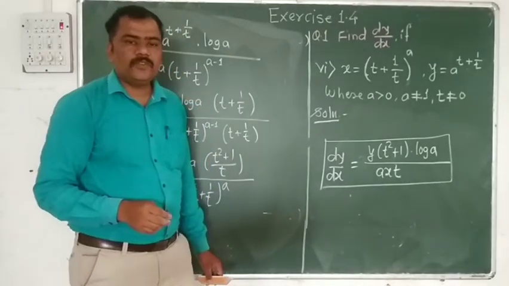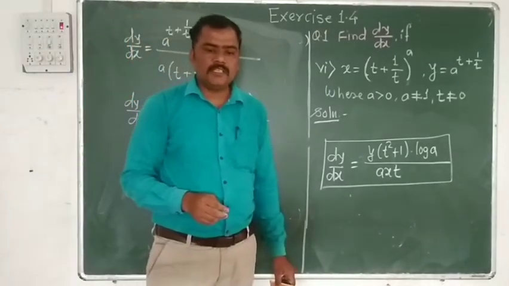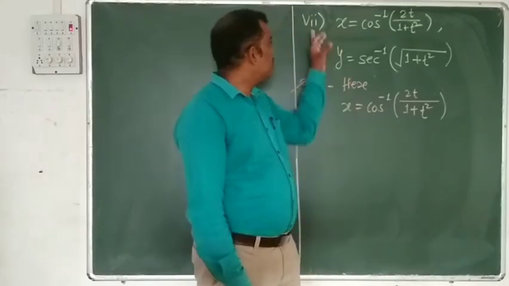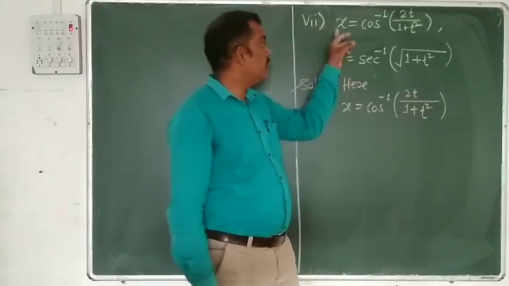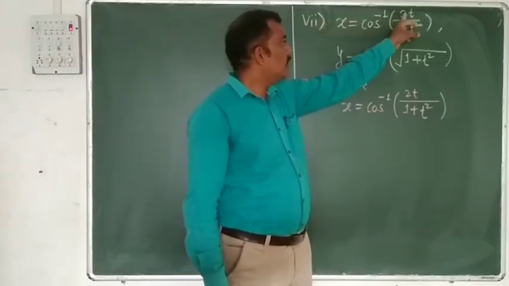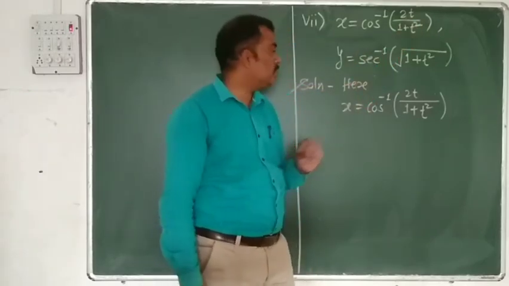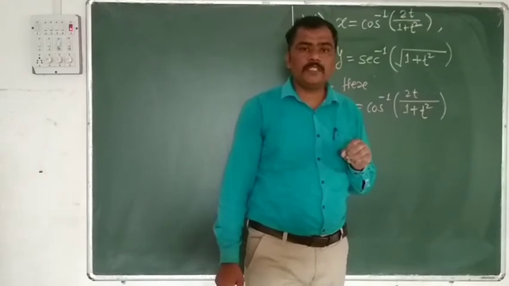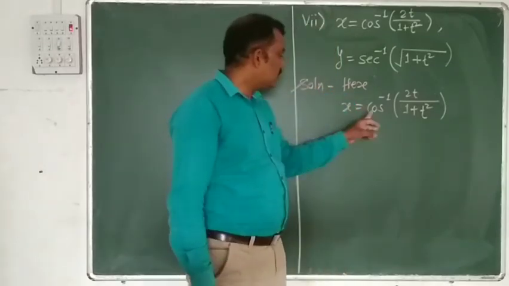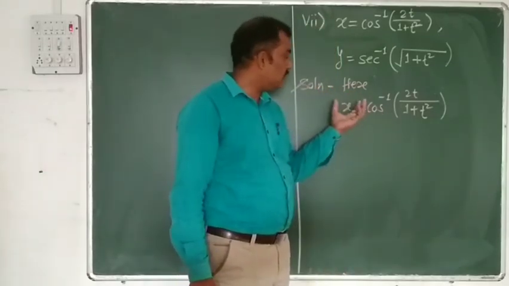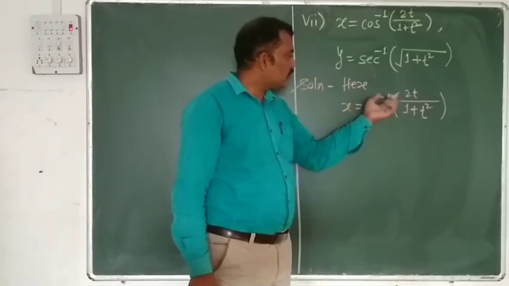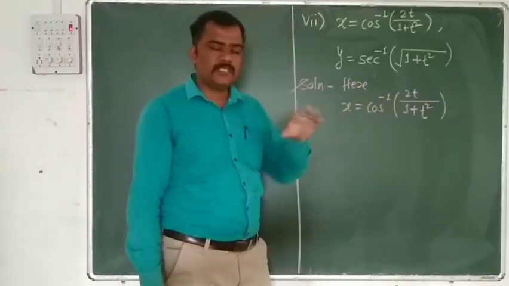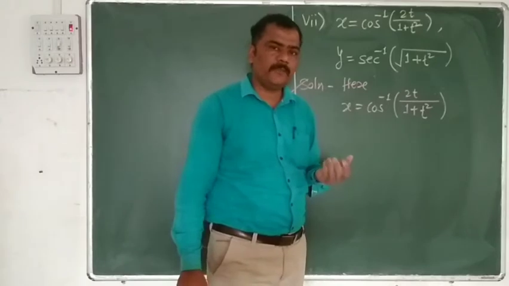After that, we have to discuss the example number 7. Now we have to discuss the example number 7. What is the example number 7? x is equal to cos inverse of 2t divided by 1 plus t square. y is equal to sec inverse of under square root of 1 plus t square. Here we consider that x is equal to cos inverse of 2t divided by 1 plus t square. This is an example from the derivatives of the parametric function.